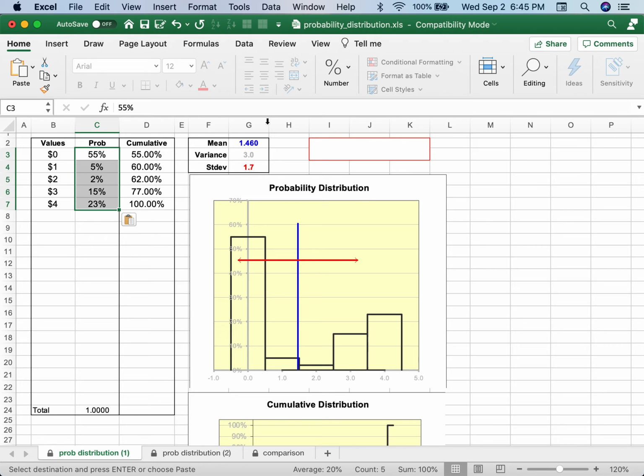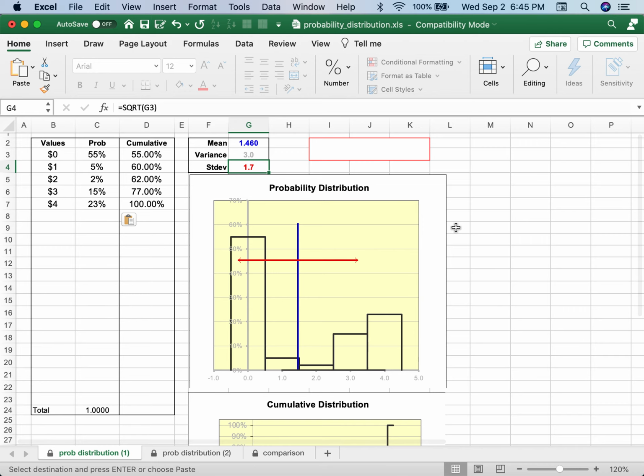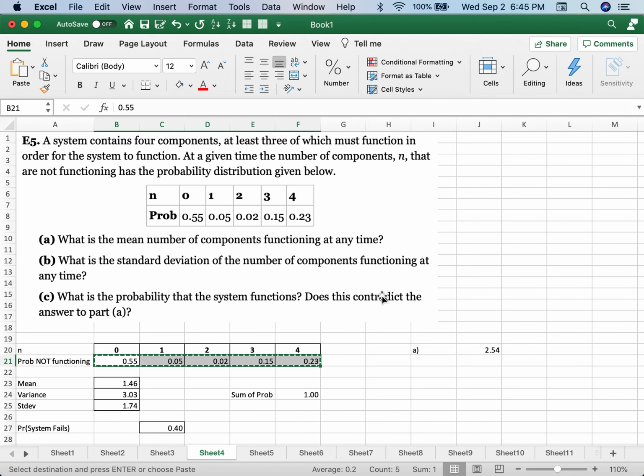So there I get my numbers. This is what the distribution looks like. The mean is once again 1.46 with a variance of 3.0 and change. And the standard deviation is 1.74. So that's another way of calculating it. So we go back to book one to finish the problem out.